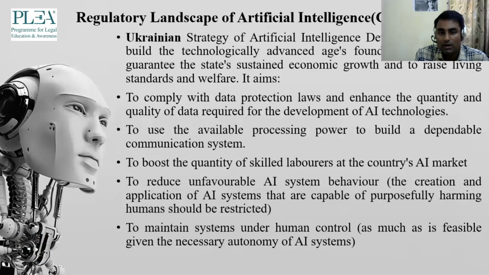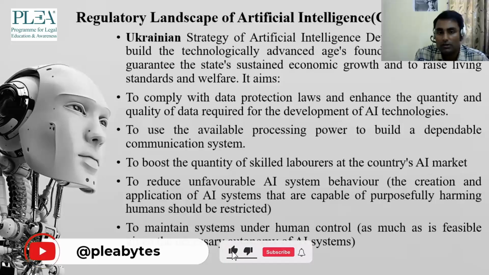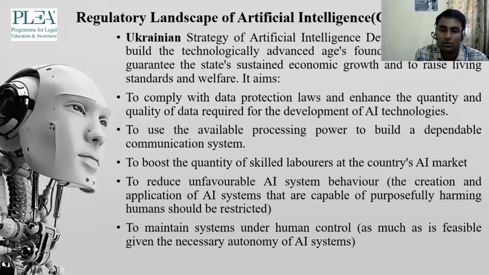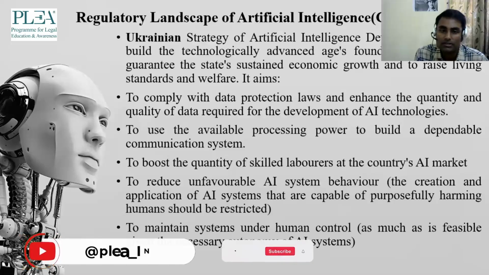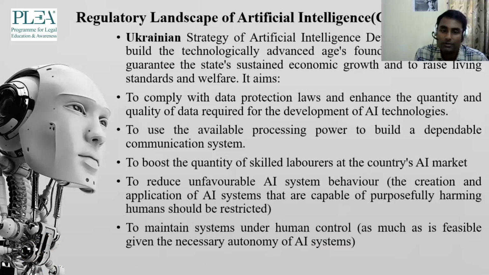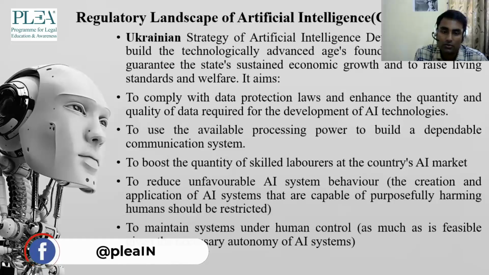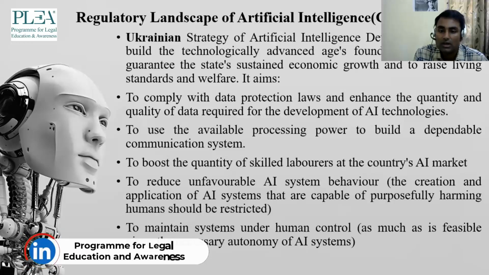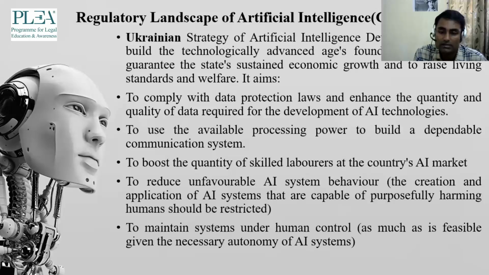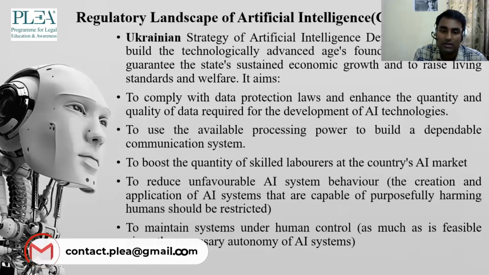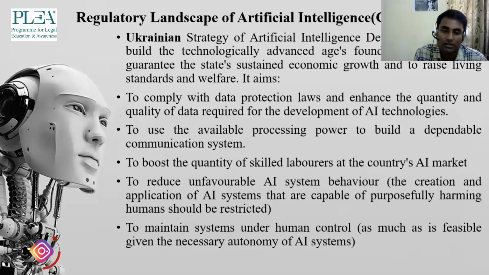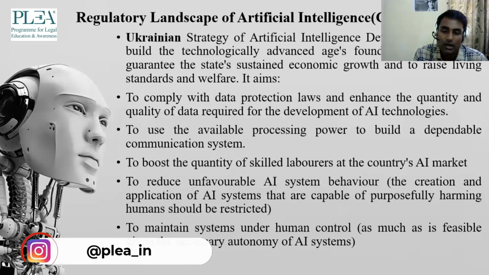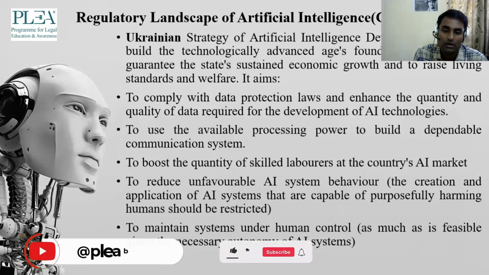Then Ukraine has developed three to four more strategies. In the case of Ukraine, the strategy of AI development seeks to build the technologically advanced foundations in order to guarantee the state's sustained economic growth and to raise living standards and welfare. It aims to comply with data protection law and enhance the quantity and quality of data required for the development of AI technologies, the use of available processing power to build a dependable communication system, to boost the quantity of skilled laborers in the country's AI market, to reduce unfavorable AI system behavior. The creation and application of AI systems that are capable of purposefully harming humans should be restricted, and systems should be maintained under human control as much as is feasible given the necessary autonomy of AI systems.